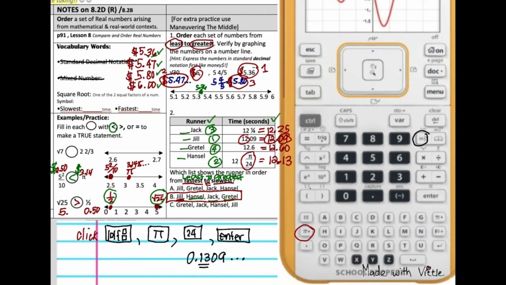Then the second person is the 12 seconds, 0.13. It's a little slower than Jill, so she's the second, Hansel, or he. And then the third person, we're getting slower here, is Jack, because it's a bigger amount of time, right? And the slowest is the biggest number, which is Gretel, 12.60. Okay? So this makes sense to you because that's from fastest to slowest, or least amount of time going to the biggest amount of time, which is the slowest person.